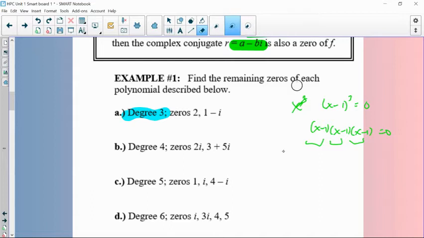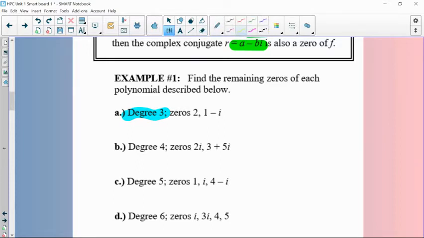Okay, so when it tells you degree 3, you're looking for 3 zeros total, and they're not necessarily guaranteed to be unique. But if we know they come in conjugate pairs, like if you know 1 minus i is a solution, then 1 plus i has to be a solution. And look at that, there's 1, 2, 3. So there's your 3 zeros. Again, degree 4, so if 2i is a solution, so is negative 2i. And then so would 3 minus 5i. Those are solutions 3 and 4.